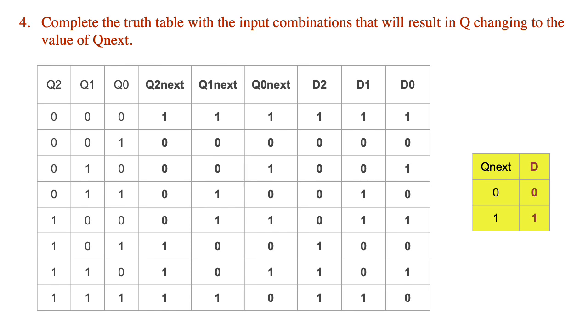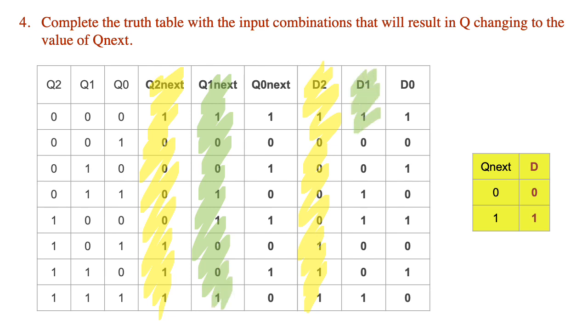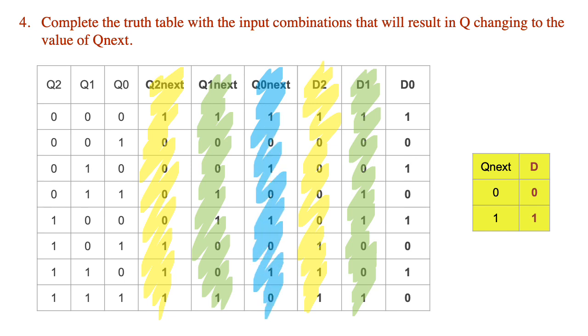Notice here that Q2 next is equal to D2, Q1 next is equal to D1, exactly, and finally Q0 next is equal to D0, because according to a D flip-flop, to determine the value of Q next, we can simply choose the value of D, or the input of the flip-flop, and then at the next clock cycle, Q at the output will update to match that of D.